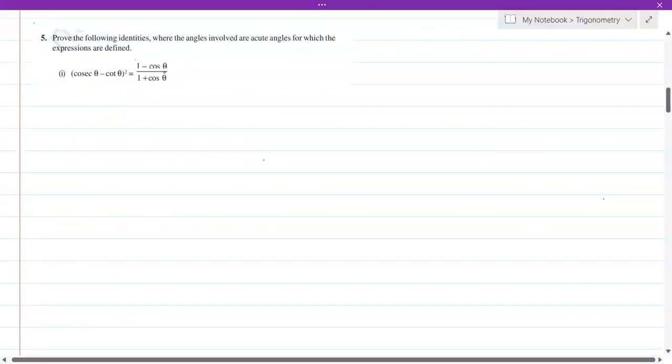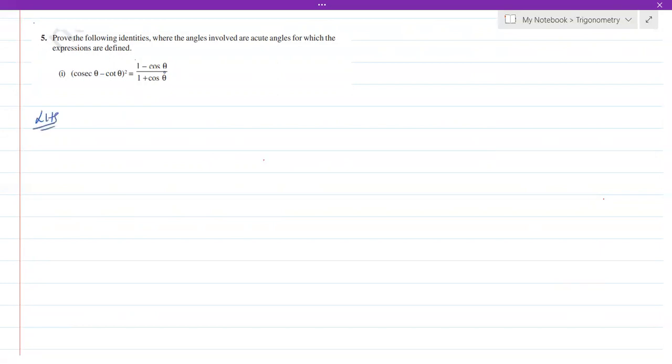So as you can see, what is the LHS here? The LHS here is cosecant theta minus cot theta the whole square. Now, is there any identity for cosecant theta minus cot theta whole square? No. The identity that we have got is cosecant square theta minus cot square theta equal to 1. This is the identity that we have. But there is no identity for cosecant theta minus cot theta the whole square.